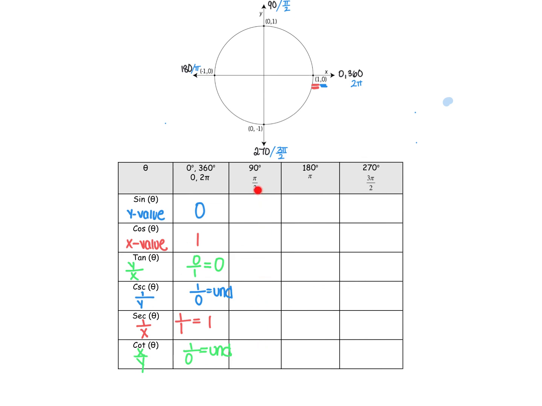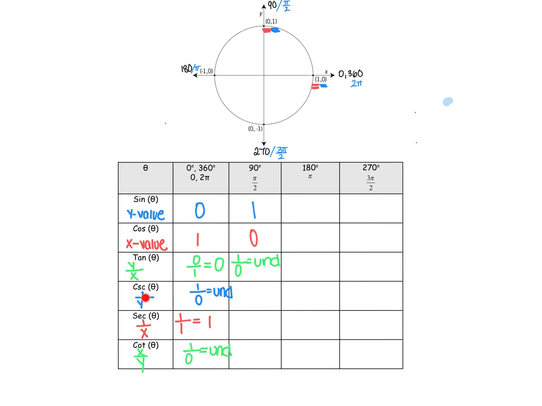So pi over 2, which is 90 degrees. All of our information now will be based off of this coordinate point 0, 1. Again, if I want to find sine of 90 degrees, we're going to look at the y value. The y value is 1. Cosine of 90, we're going to look at the x value here, which is 0. And then tangent, we're going to divide the y value by the x value. The y value is 1 and the x value is 0. So 1 over 0, we know that has to be undefined.